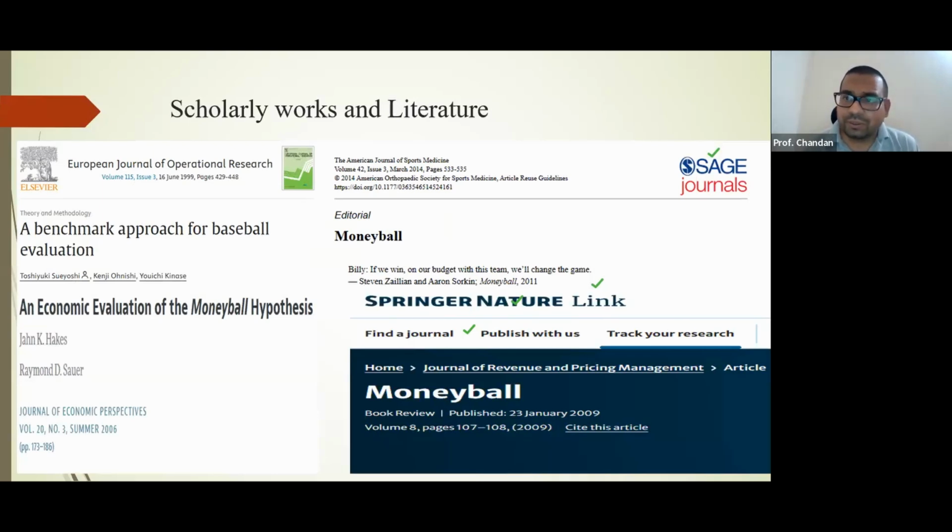There are a few notable scholarly works and literature which we can observe here. For your further reference, you must explore these resources. For example, one research article which has been quoted by various scholars: a benchmark approach for baseball evaluation. They have used these optimization techniques or algorithms. An economic evaluation of the Moneyball hypothesis. Then in Springer Nature, there is an editorial on Moneyball, and a book review in the Journal of Revenue and Pricing Management. These are some fantastic scholarly works and readings which will again help you understand the role of analytics in sports, right? You can refer to this.